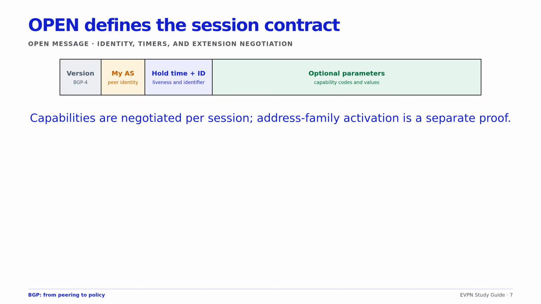A capability advertised by only one side is not a bilateral contract. For MP-BGP, both peers must advertise the relevant address family and subsequent address family pair. Therefore, a base session may be established while EVPN is not negotiated. Always inspect negotiated capabilities per peer and per address family, rather than inferring them from the green session state.